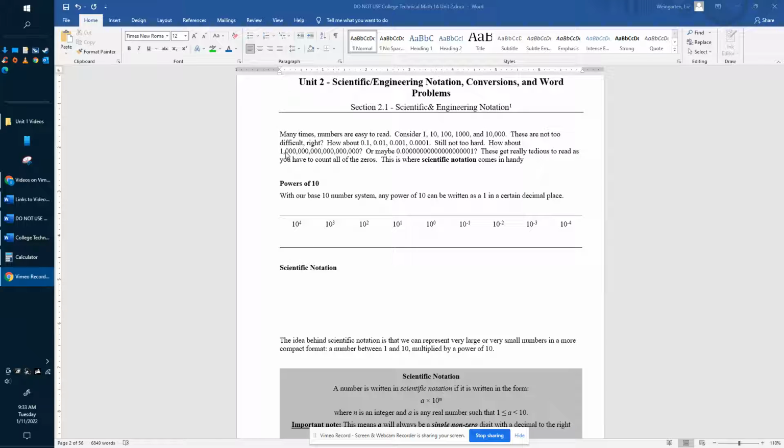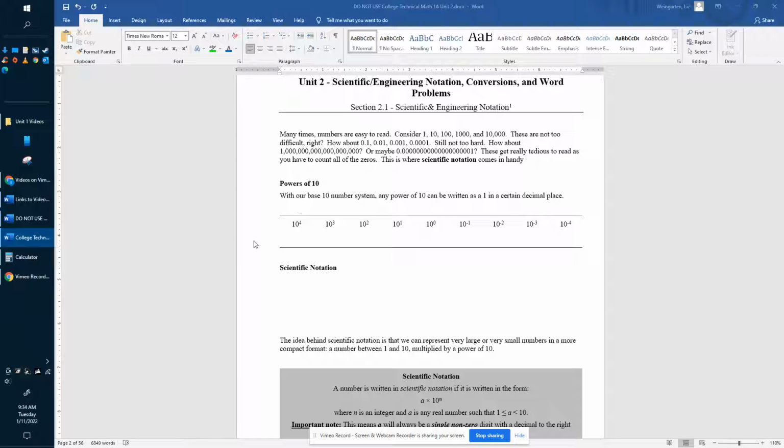How many zeros do we have in this number up here? 3, 6, 9, 12, 15, 18. Do you even know what number that is? I'm not entirely sure I do. And I don't even want to count the number of zeros in this number. These start to get really tedious to read when we get a lot of zeros to deal with, and that is why sometimes it's better to use scientific notation.